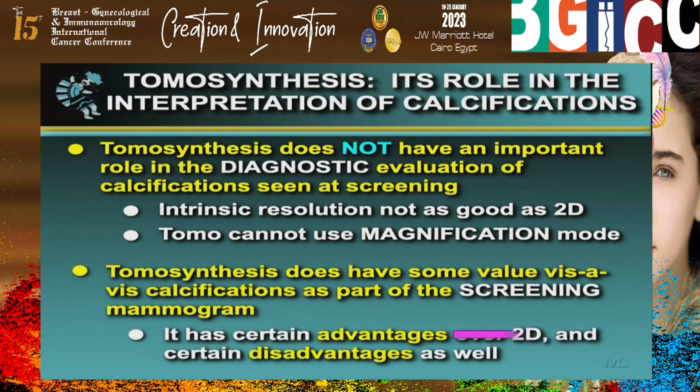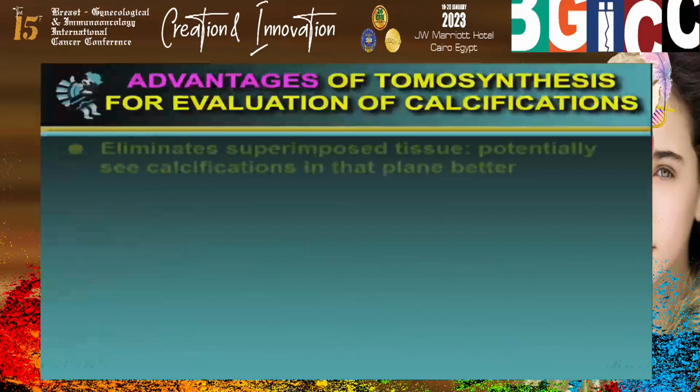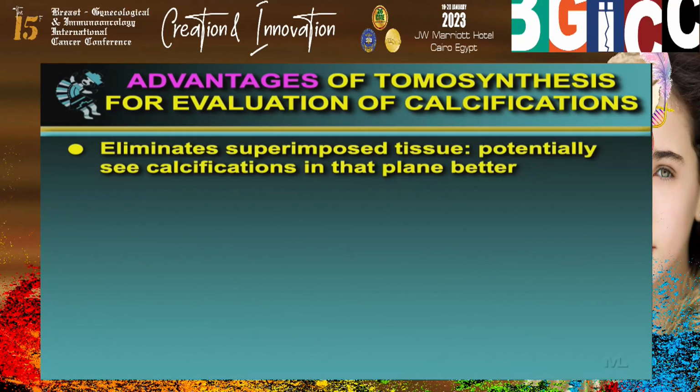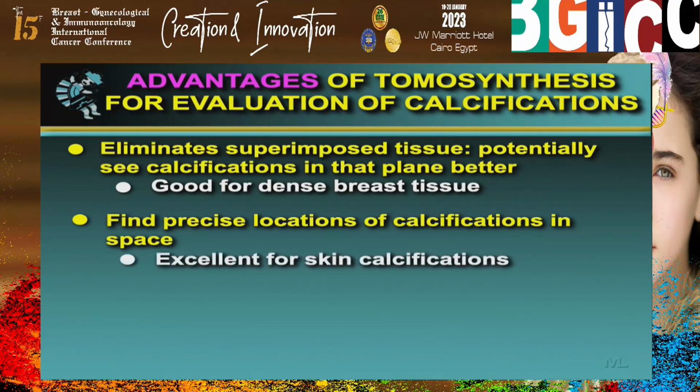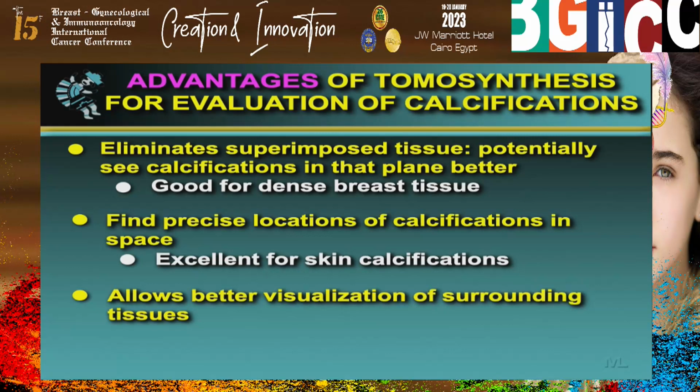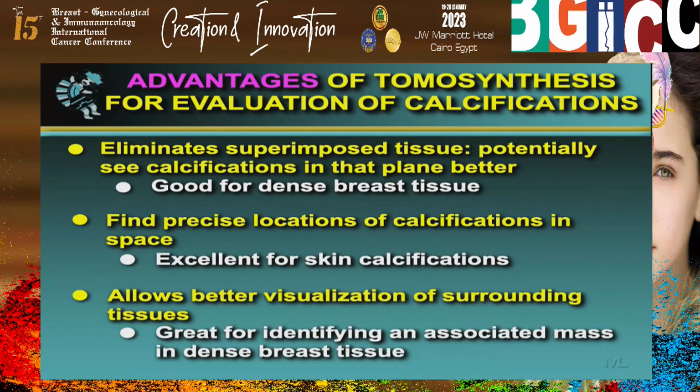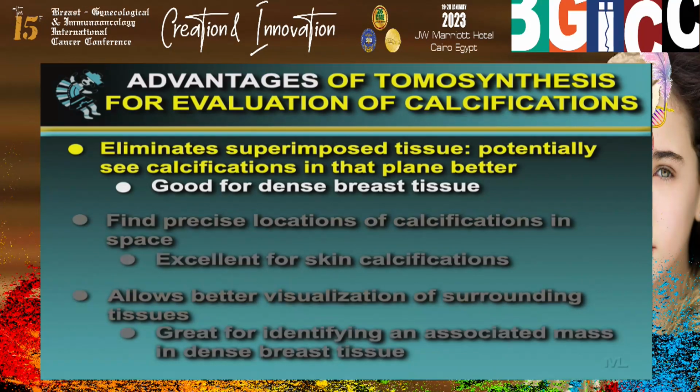Here, it has several advantages over 2D. First of all, you can eliminate superimposition, and therefore you can see the calcifications better. And it's good, especially in dense breasts. You can find the precise location of calcifications in space, as I just showed you, using the scroll bar. Excellent for skin calcifications. And it's better visualization of the surrounding tissue. That is, if there's a mass that you can see only on tomo around the calcifications. For that superimposed tissue situation, look at this case here.